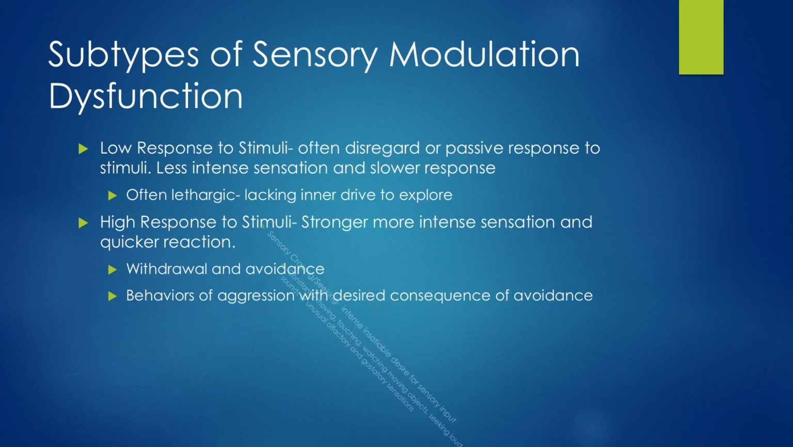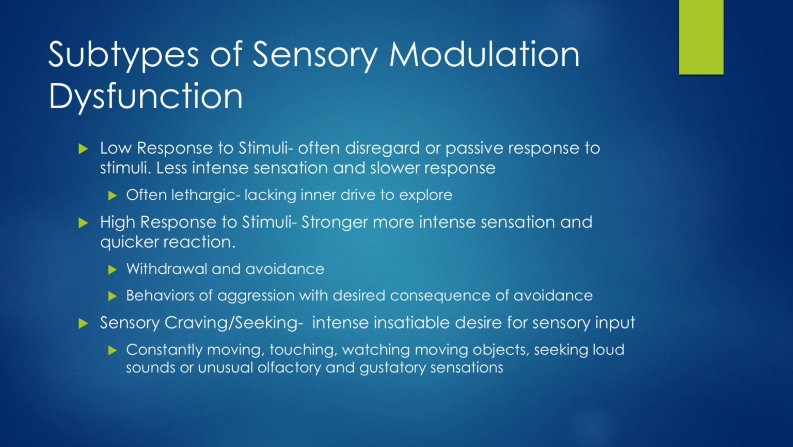The third sensory modulation dysfunction is sensory craving or sensory seeking. These individuals cannot satiate their desire for sensory input. Because of this, they may move, touch, watch, or seek loud noises or unusual olfactory and gustatory sensations. Keeping these individuals focused on a single task will be difficult.